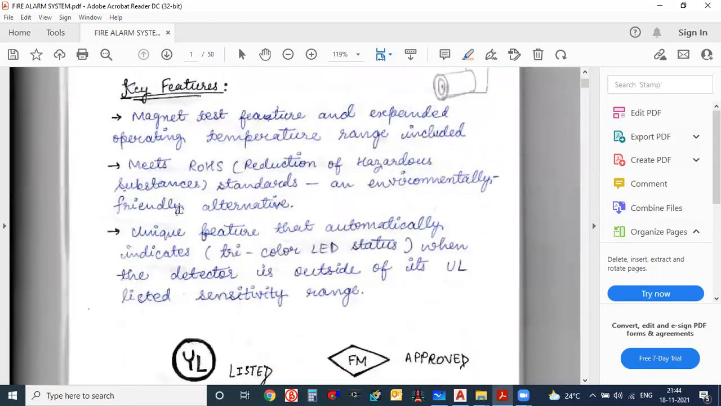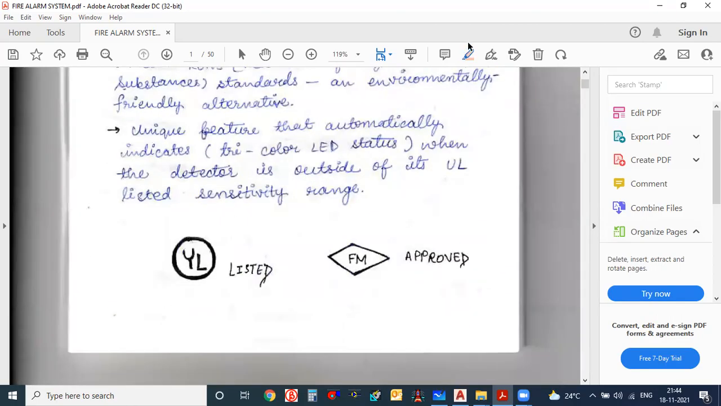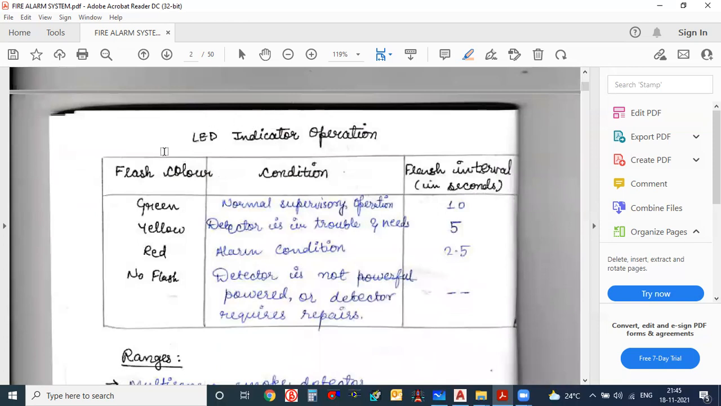And here some features are given, but the most important is that our fire alarm system devices should be UL listed and FM approved. So it should be tested according to FM Global, and it should be UL listed, like Underwriters Laboratories. So the devices or modules or detectors should undergo these two certifications. That will be given by the manufacturer, who will tell you about the certification and all. And here you will see the general LED indicator operation.